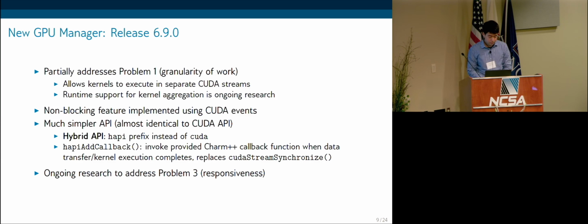The core API in this hybrid API is called happy add callback, which is able to invoke the provided Charm++ callback function when the specified data transfer or kernel execution completes on the GPU. This actually replaces the CUDA stream synchronize call that users have traditionally been using. There's also ongoing research to address the last problem, which is the problem of responsiveness.